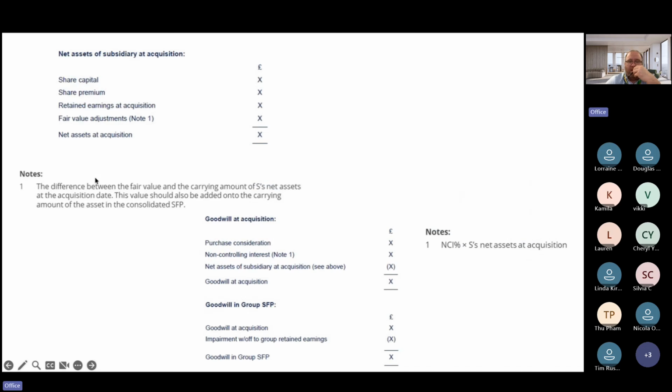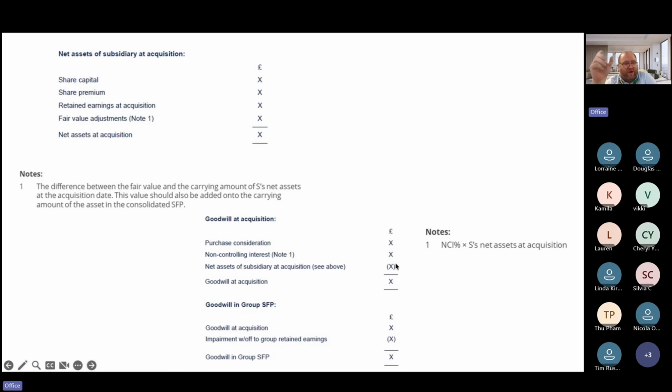So the non-controlling interest, that's the non-controlling interest percentage of this stuff at the top. So you calculate the entire net assets at acquisition. That's the value as if we bought 100%. You're now going to work out how much of it did you not buy. So how much of it do you not control?